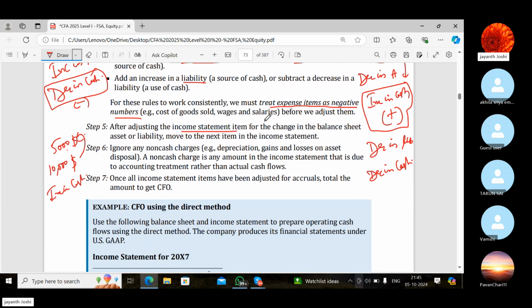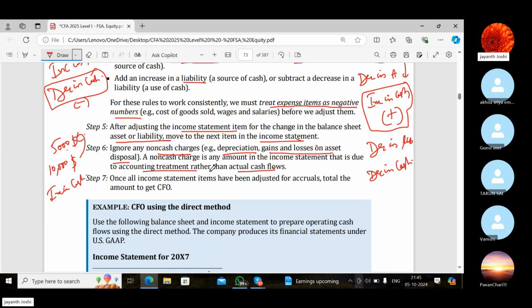After adjusting the income statement item for the change in the balance sheet asset or liability, move to the next item in the income statement. Then you should ignore any non-cash charges. Depreciation is a non-cash expense. Gains and losses on asset disposal are non-cash income or non-cash expense. So all these non-cash items you should ignore. A non-cash charge is any amount in the income statement that is due to accounting treatment rather than actual cash flows. You have shown them as an expense in the income statement, but you did not physically pay cash for expenses like depreciation and loss on sale of asset.